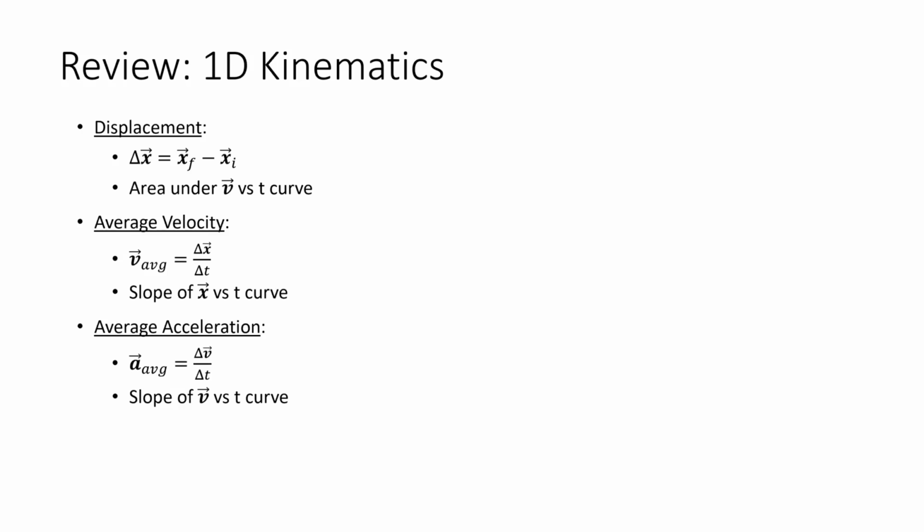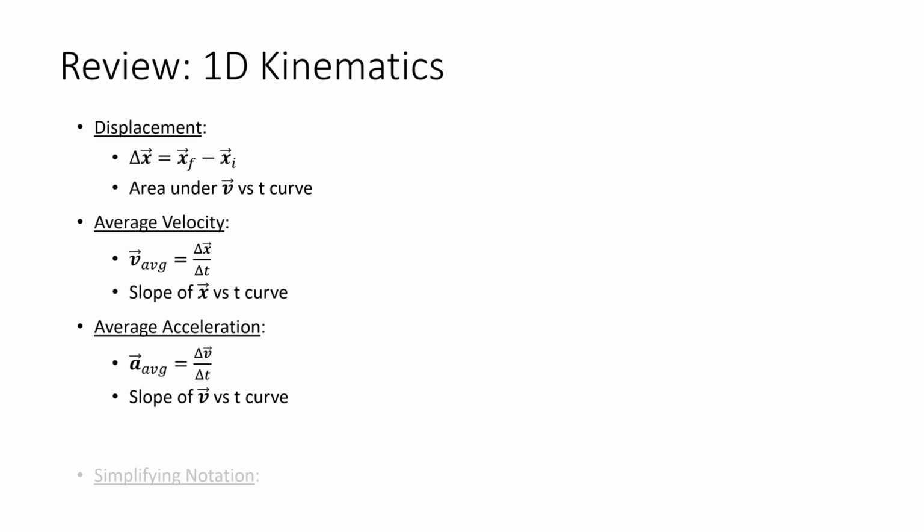And next we have average acceleration. A average is equal to the change in velocity over change in time. Again, that change in time is just the amount of time it takes for the velocity to change. And we can calculate the average acceleration as the slope of the line connecting the 2 points at t initial and t final on a velocity versus time curve.